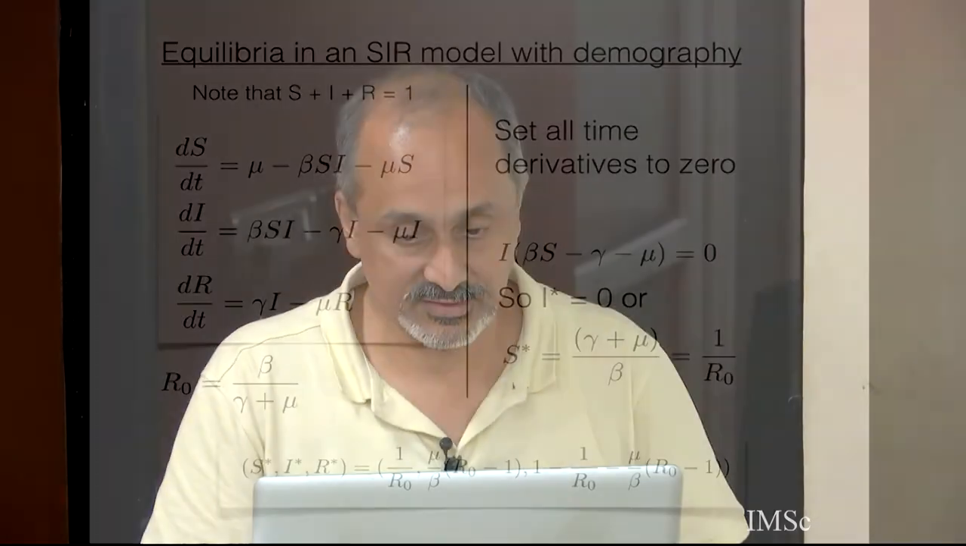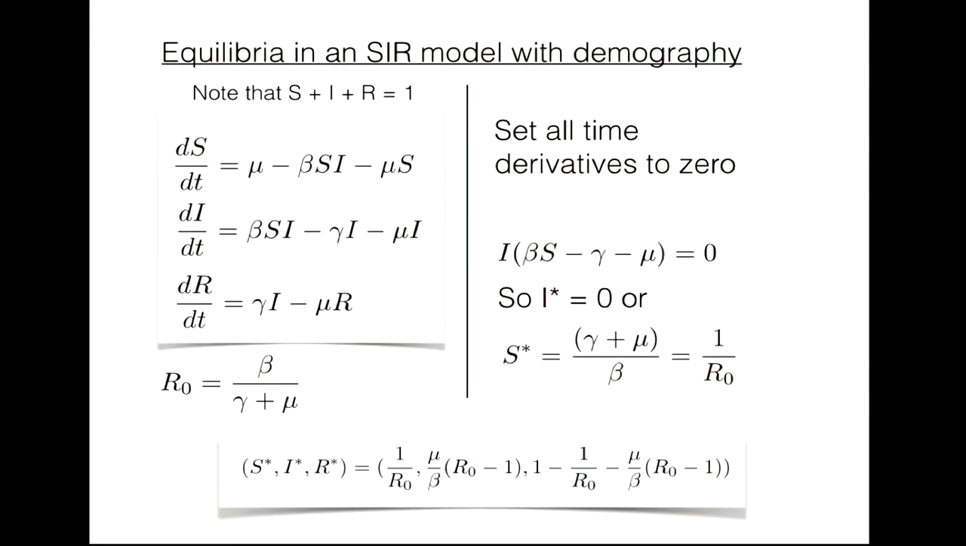For example, you can take the second equation, set I times (beta s minus gamma minus mu) equal to 0, which can only happen if I star equal to 0, or if s star is gamma plus mu by beta, which is 1 by R naught. Once I have that, I can insert it into the other equation systematically and find that the special values of s, I and r at that fixed point, s star, I star and r star, are 1 by R naught, mu by beta times (R naught minus 1), and 1 minus 1 by R naught minus mu by beta times (R naught minus 1).